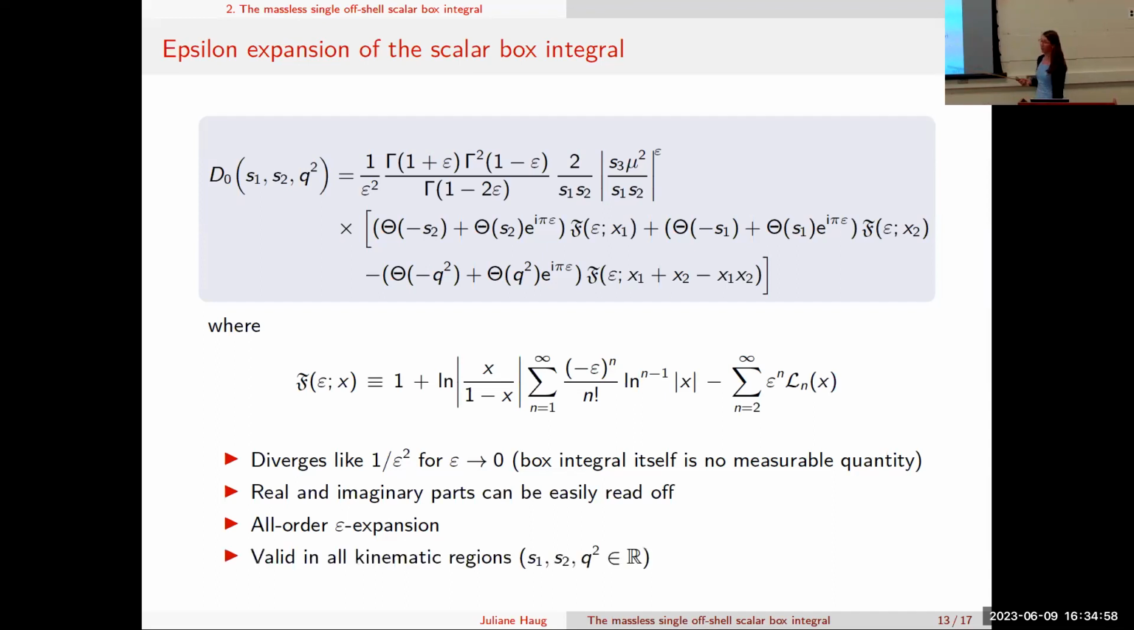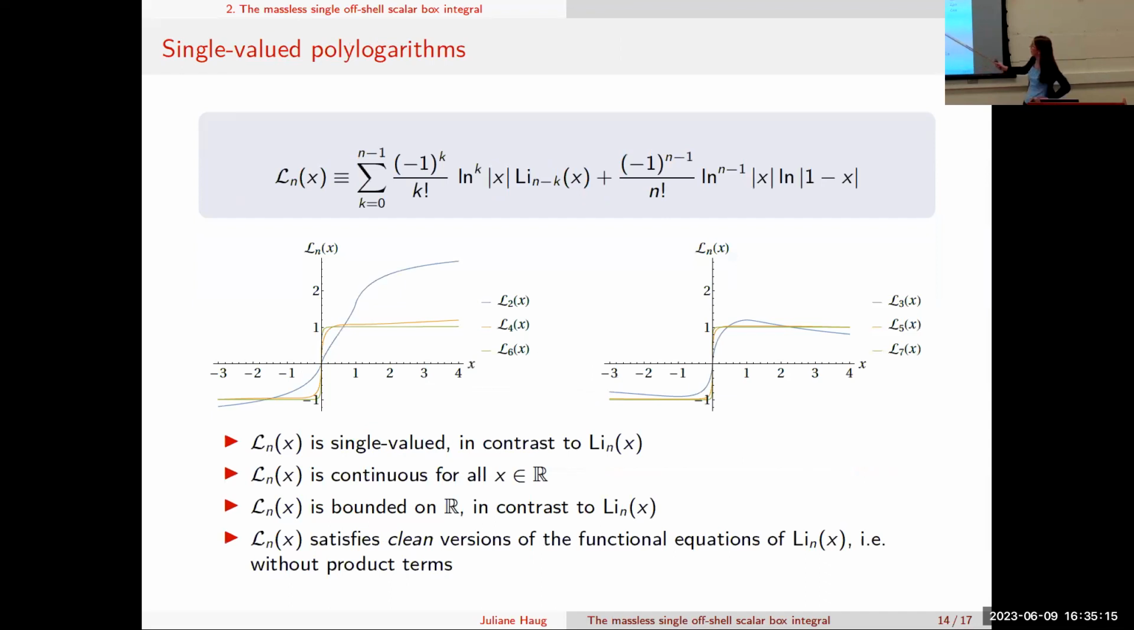And our result is usable in all kinematic regions. So for real values of the kinematic variables, you can just plug your kinematic variables in and you get back a result. So now you might wonder what this function here is. Those are so-called single value polylogarithms. They are basically just a linear combination of logarithms and regular polylogarithms.